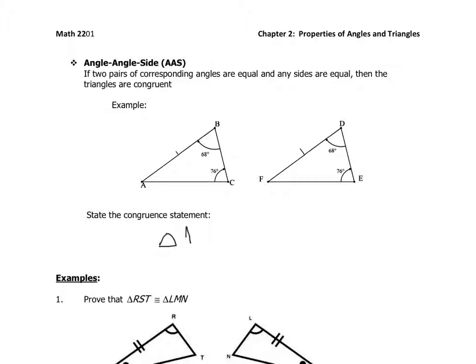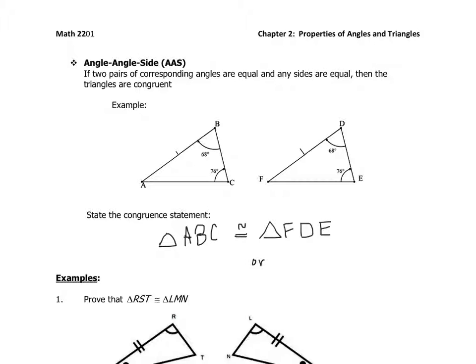And your congruent statement here for this one would be triangle, if I said ABC congruent to, you would have to name the first angle that would be named in the second triangle would have to be F, because A and F are the two angles that match up, and B is the 68-degree angle, so that matches up with D in the second triangle, and C is the 76-degree angle, which matches up with E.